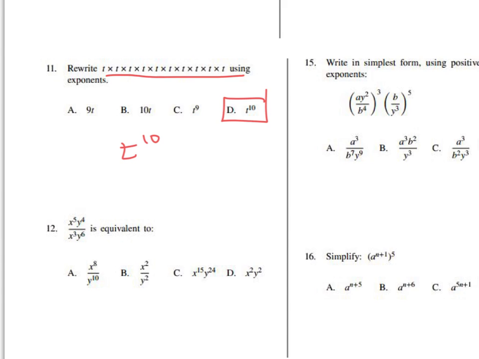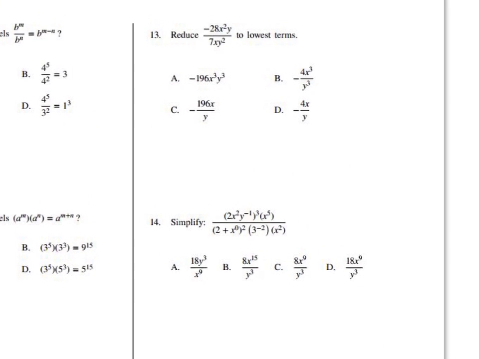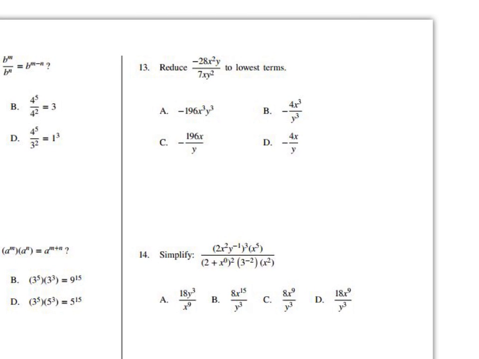All right, I'm going to leave 12 for you. 12 is yours to study. Let's take a look at 13 and 14. Thirteen says reduce negative 28x squared y over 7xy squared to lowest terms.